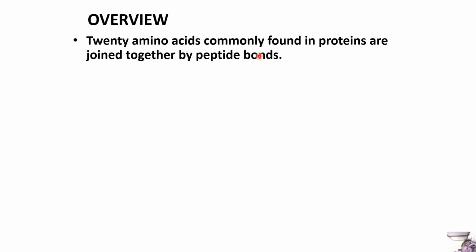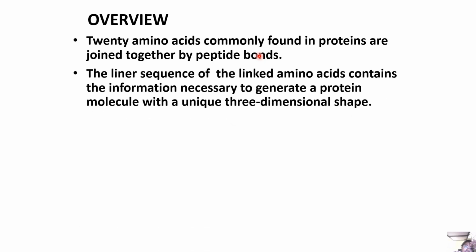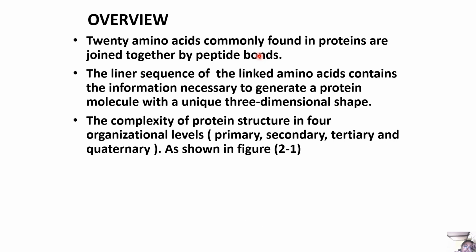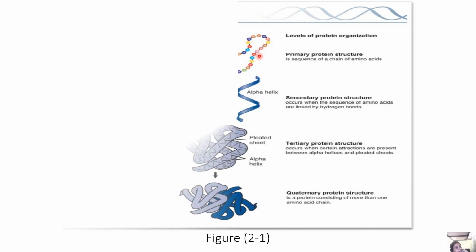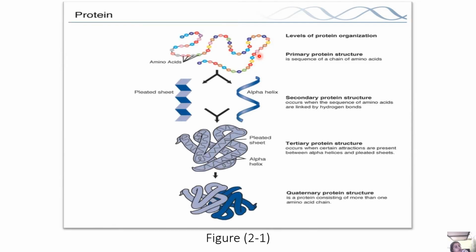The 20 amino acids commonly found in proteins are joined together by peptide bonds. The linear sequence of the linked amino acids contains the information necessary to generate a protein molecule with a unique three-dimensional shape. So the complexity of protein structure is in four organizational levels: primary, secondary, tertiary, and quaternary, as shown in this figure. These are the levels of protein organization.